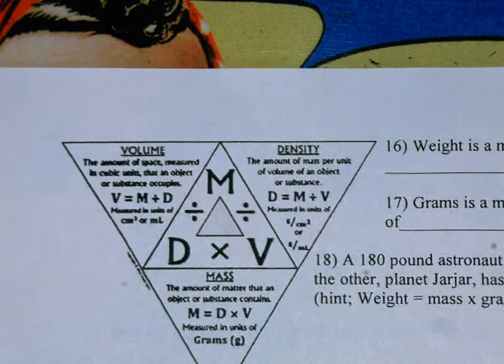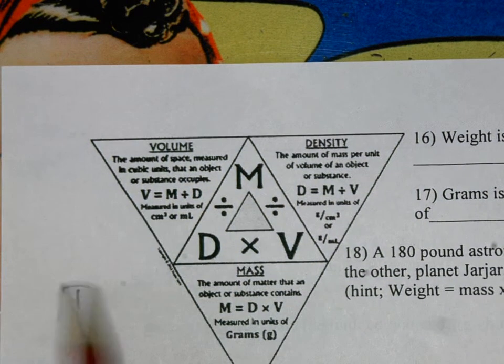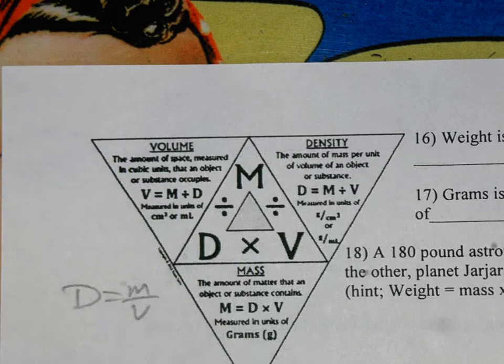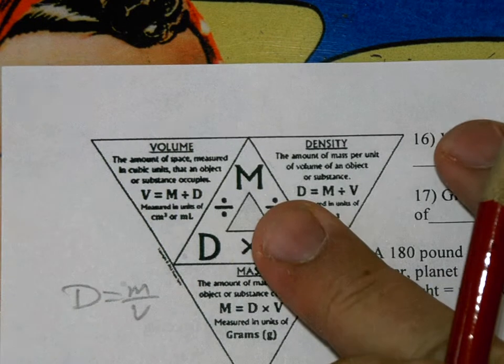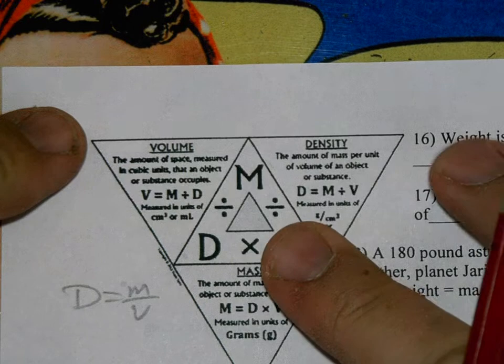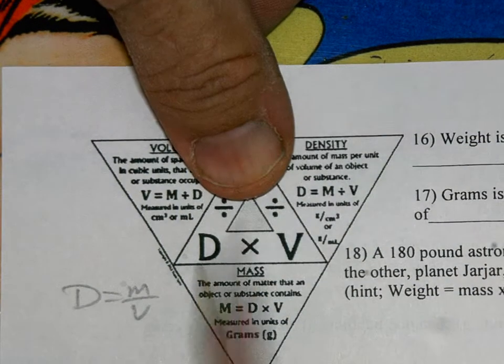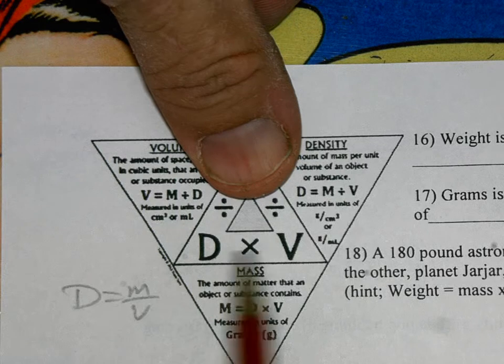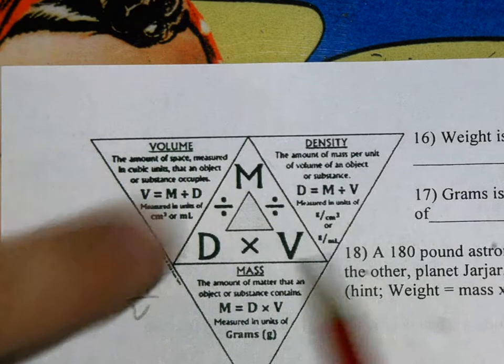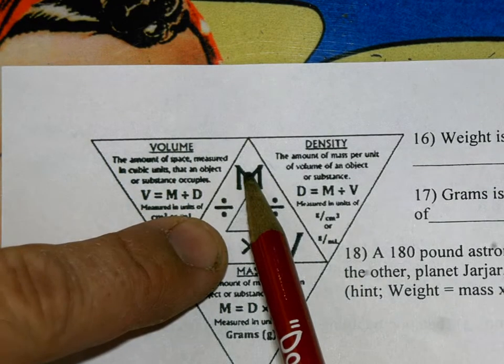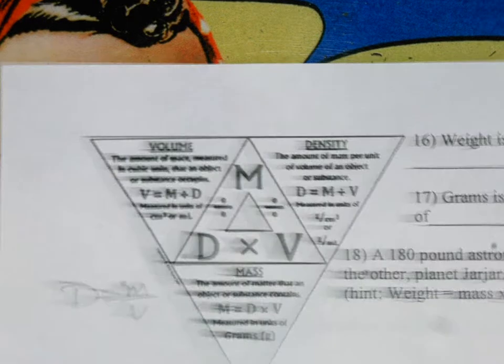We have an equation triangle here for density, and density is mass divided by volume. What's nice with this equation triangle is if you cover up the V, which means volume, it is mass divided by density. If you're looking for mass, cover up the M on the equation triangle: D times V. Or if you're given mass and volume, you can calculate density as mass divided by volume.